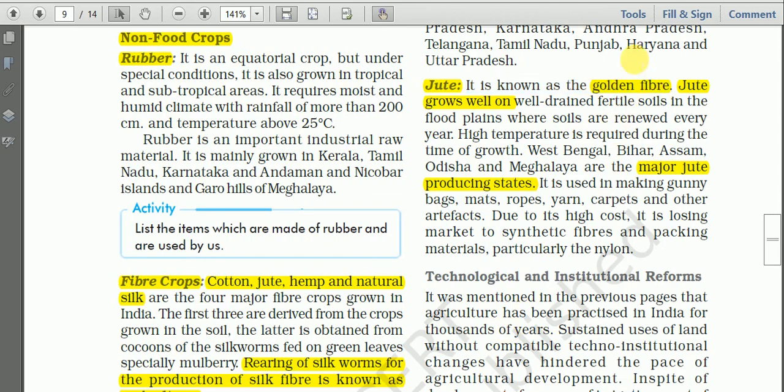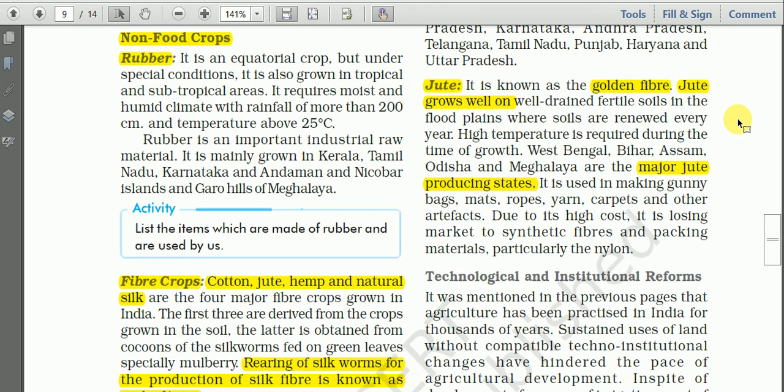Okay, see, India gets a good amount of foreign exchange because it is so shiny brown color. Actually, it is because of its shiny brown color. Okay, you are telling about the color.